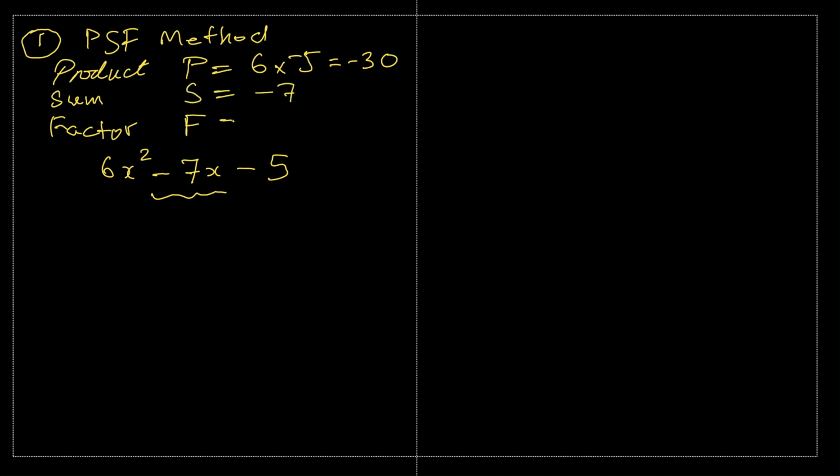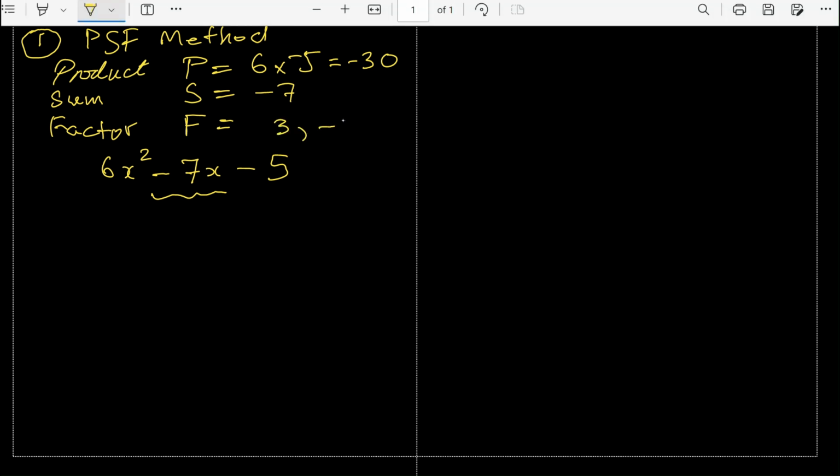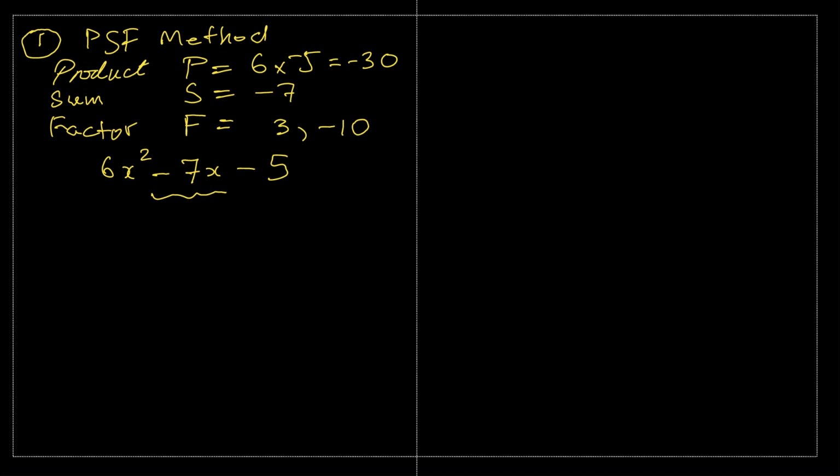The factors, this is the hard part, usually. Two numbers that multiply together to give minus 30, but which add up to minus 7. What two numbers are that going to be? Well, they're actually 3 and minus 10. You can experiment with that if you want, but 3 plus minus 10 is minus 7, and 3 times minus 10 is minus 30. So let's split that number up in the middle there. We're going to split that into minus 10x plus 3x minus 5.